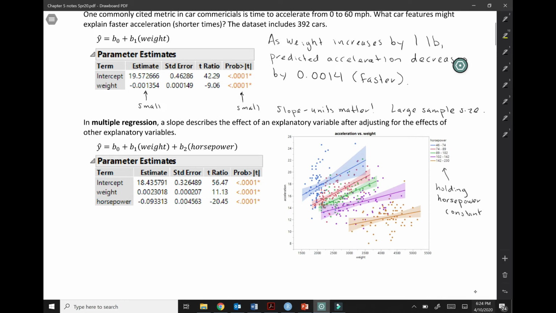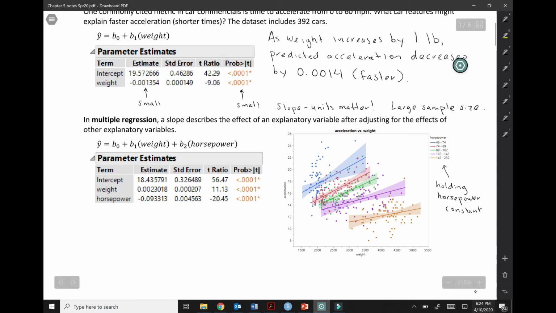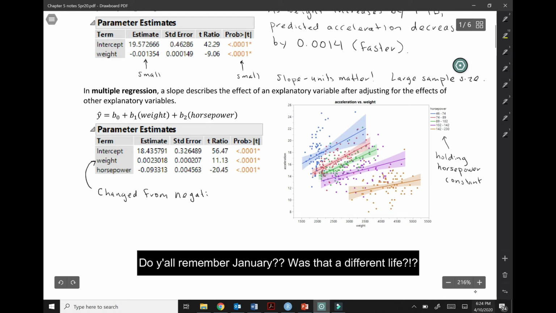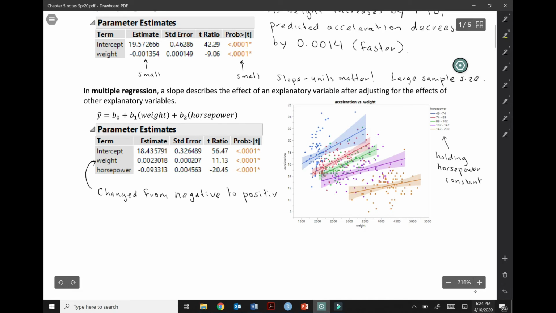So we're sort of holding horsepower constant there. So when we look at the effect of weight controlling for horsepower, notice that the sign has changed, right? This slope has changed from negative to positive. This is going back all the way to the first week of school. If it changes from negative to positive after adjusting for another variable, remember that's called Simpson's paradox.